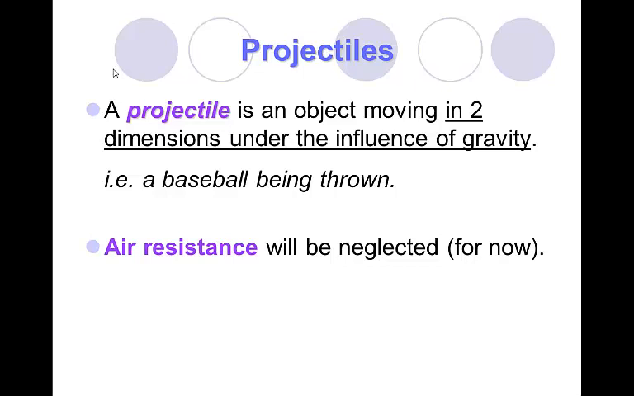Projectiles. So a projectile is an object moving in 2 dimensions under the influence of gravity. It's throwing an object, and the only force that will be applied to this object will be just gravity. In this case, we will neglect air resistance. Neglecting means that we're not going to take it into consideration. So we will think that there will not be any air resistance while throwing a projectile.